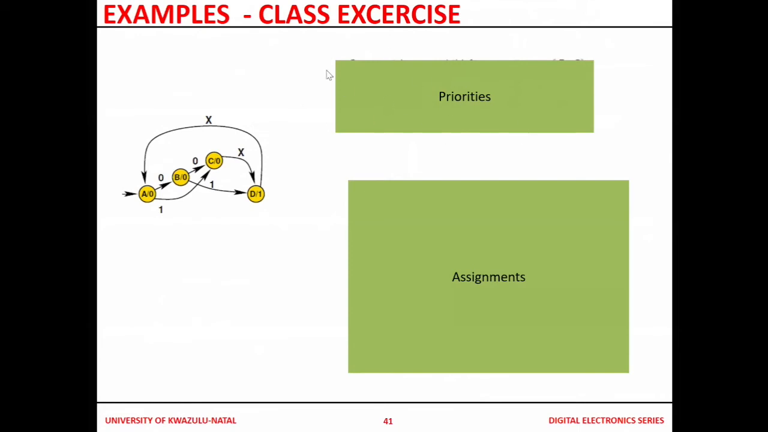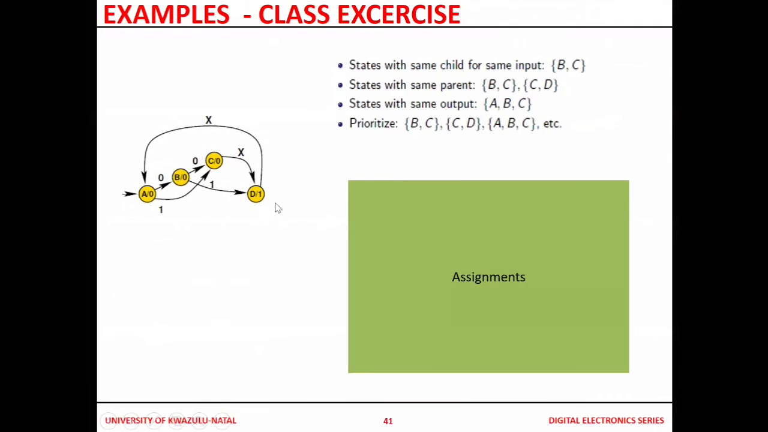First of all, you assign first priority, who will be next to who. Those who have the same successor for the same input are what? B and C. They all go to D when the input is 1. X can be a 1 or a 0. Those who have a common predecessor are B and C, and C and D. For C and D, the predecessor is B. For B and C, the predecessor is A.